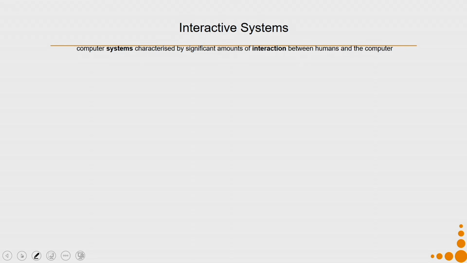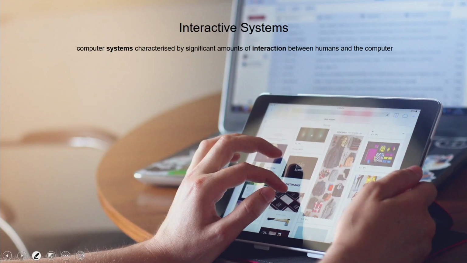Then there are some things which we call interactive systems. Computer systems characterized by significant amounts of interaction between humans and the computer, we call interactive systems. Say, for example, a tablet where I am trying to interact with it, not necessarily with your fingers. A computer with which you interact using your keyboard and mouse is also an interactive system. So, wherever there is a component of interaction between humans and the computer, we call them interactive systems.